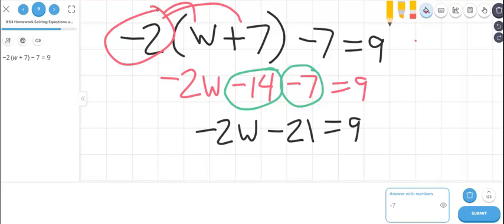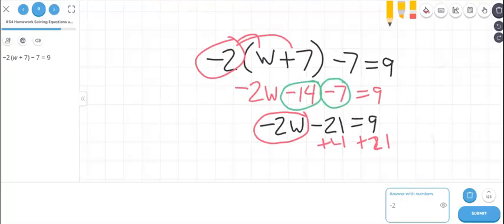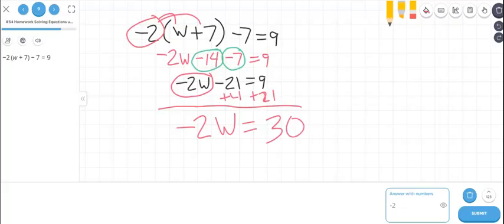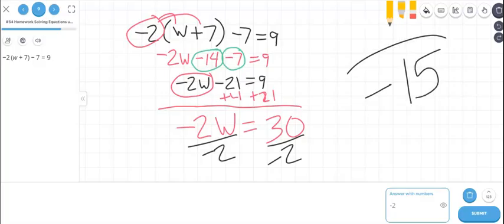Now we need to get that variable term by itself. So we go plus 21, plus 21. So 9 plus 21. That's going to give me what? 30? Then we got to get rid of the negative 2. So that's going to be negative 15.